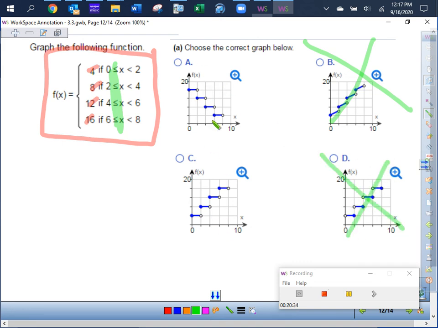But the interesting question that students have is, well, how do you know if it's between A and C? Because this has closed dots on the left, this has closed dots on the left, and they're all like horizontal steps. Well, when y is supposed to be 4, that's supposed to be between 0 and 2. Here's 0 and 2. Here's 0 and 2. Here's what y turned out to be. In this case, it turned out to be way up here at 16, and in this case, it turned out to be 4. Which one of those is the correct graph? Boom. And then we'll have fun after.